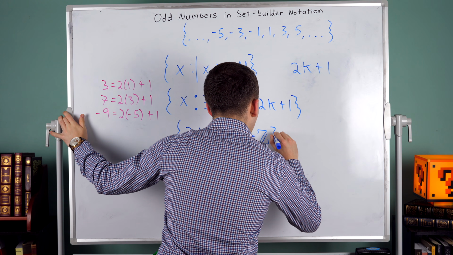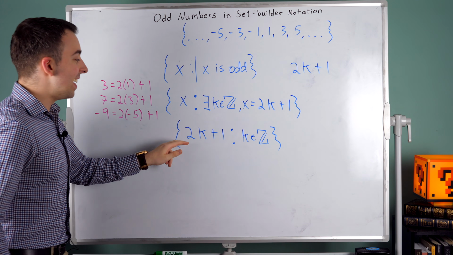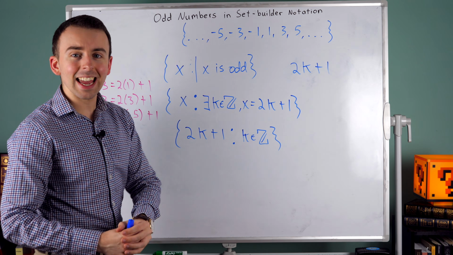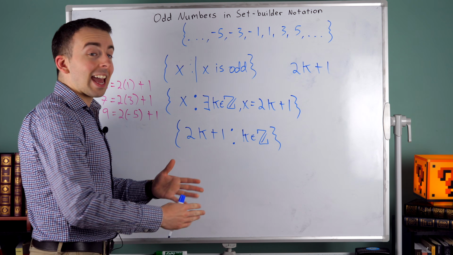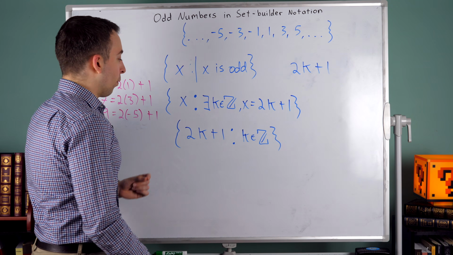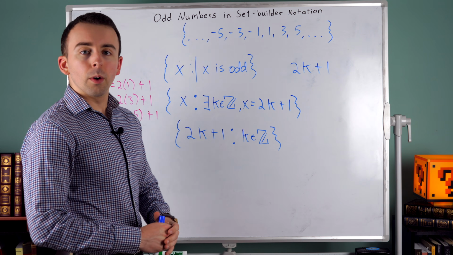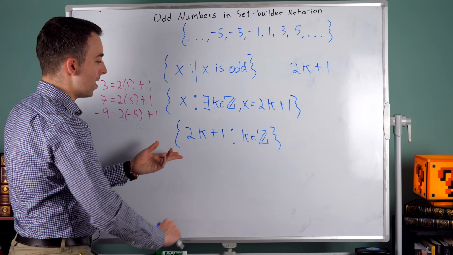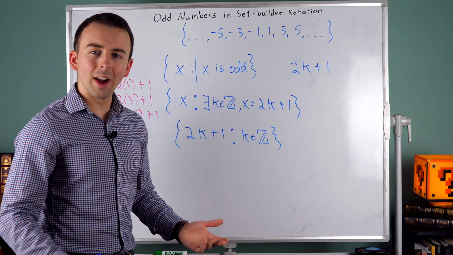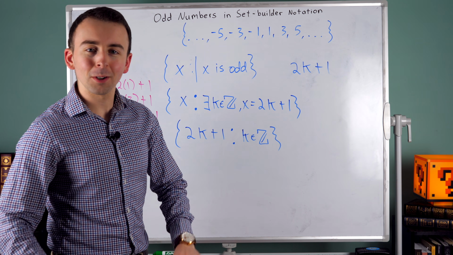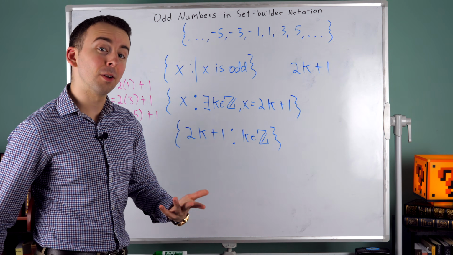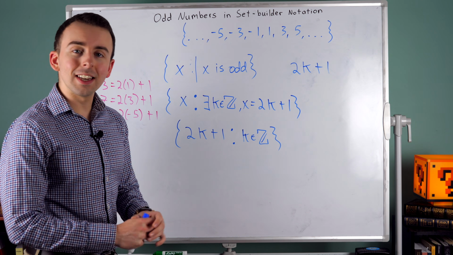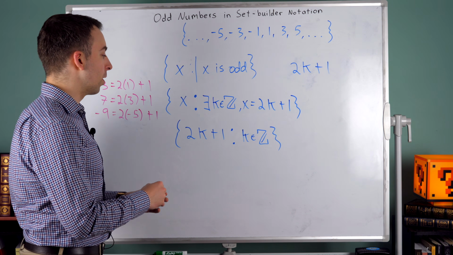Odd numbers are defined to be 1 more than integer multiples of 2. If we didn't say that k had to be an integer, then k could be anything, like, for example, 1/4. Then this would be 1/2 plus 1, which is 1.5. That's not an odd number, so that wouldn't do. k has to be an integer. So that's another way we could represent this set of odd numbers using set builder notation.